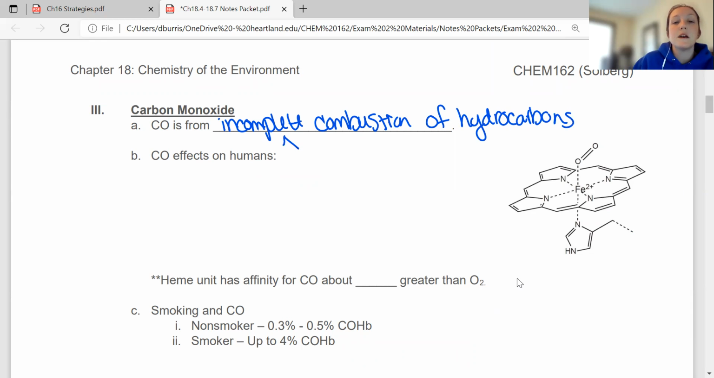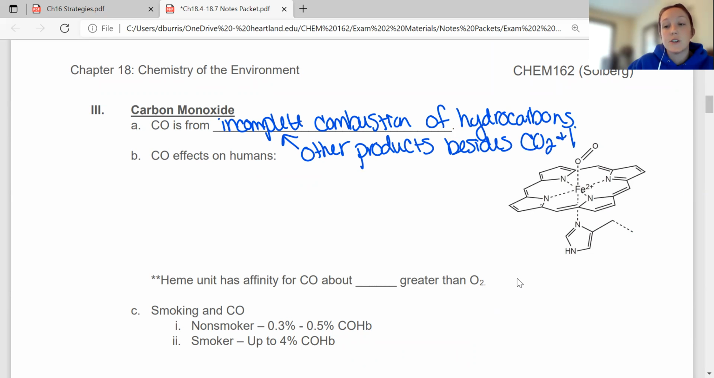Okay, and incomplete combustion just means that there are products other than water and carbon dioxide, because we always make water and carbon dioxide. It just means that there are other products besides CO2 and H2O. So you can have some side reactions, or some of those breaking down when they interact with each other, but a lot of the time we make some carbon monoxide.